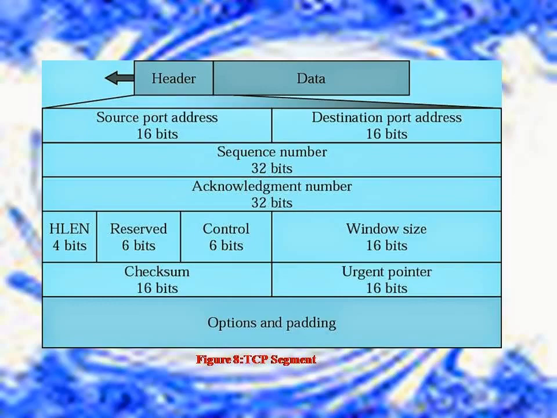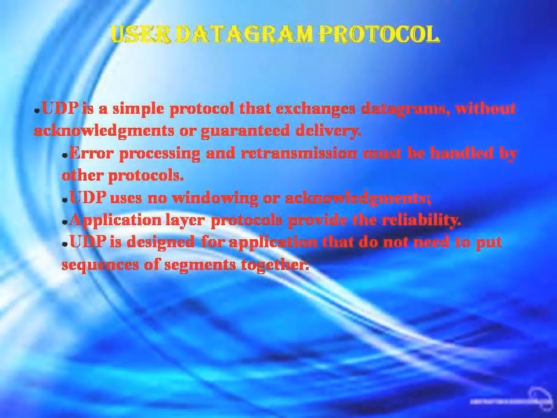HLEN represents the number of bits in the header, and reserved is set to 0. Control bits: control functions such as setup and termination of a session. Window: number of octets that the device is willing to accept. Checksum: calculated checksum of the header and data fields. Urgent pointer: indicator for the end of the urgent data. Option: maximum TCP segment size. Data: upper layer protocol data.